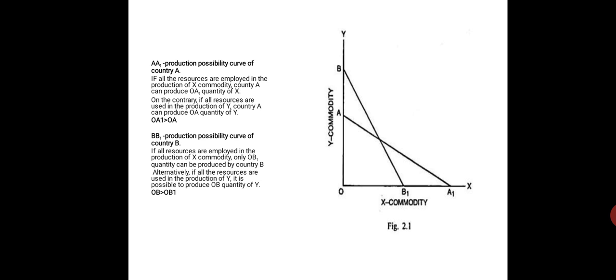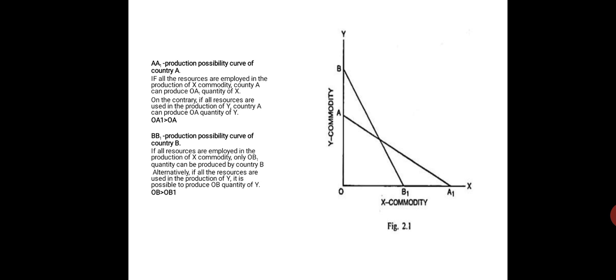So you need to look into the graph. If all the resources are being devoted to production of X, then country A can produce OA1 level of X. If the country is using all their resources or factors of production in production of Y, then the country can produce OA level of Y. You can see that OA1 is more and OA is less. That means the country can produce more of X and less of Y if they put all their resources into use, which clearly shows that the country has an absolute advantage over commodity X, because they can produce a higher level of X, shown through OA1.